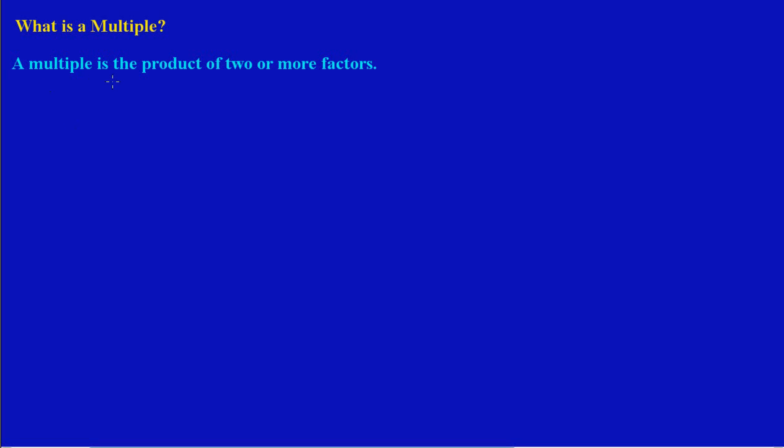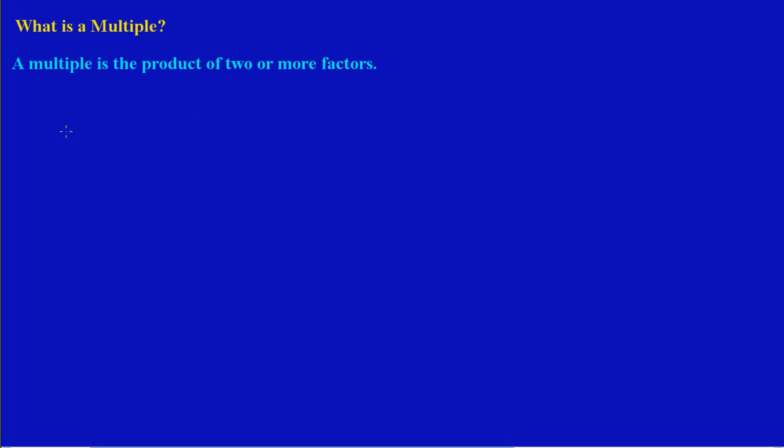Hey guys, now in this lesson we're going to be looking at what is a multiple. We're going to define, rather, what is a multiple. We have been looking at factors in the previous videos, so now let's look at what a multiple is. It is the product of two or more factors. Now, what does that mean, or what do we mean by that?